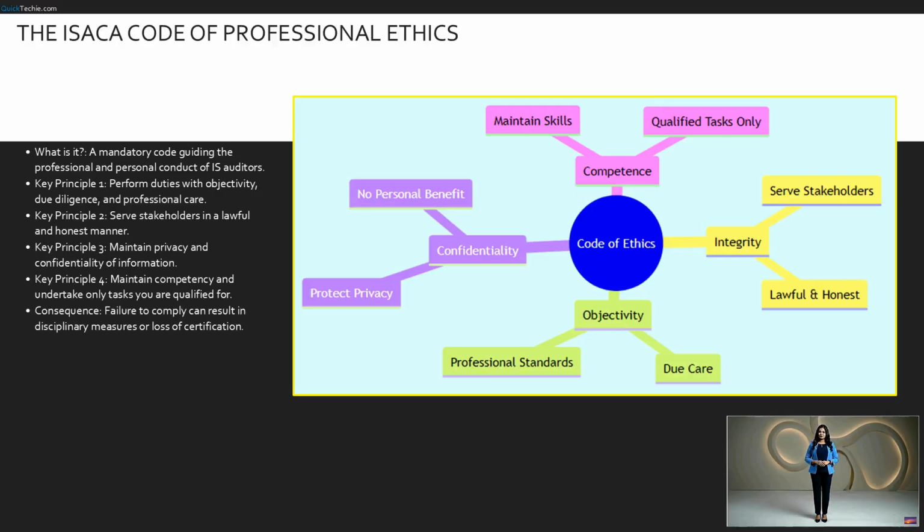This mind map visualizes the core pillars of the Code of Ethics. At the center is the code itself. Branching out, we see integrity, which requires us to be lawful and honest with stakeholders. Next is objectivity, demanding due care and adherence to standards. Confidentiality reminds us to protect privacy and never use data for personal gain. Finally, competence ensures we only take on work we are qualified to do and that we keep our skills sharp.